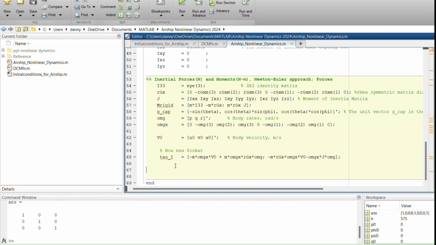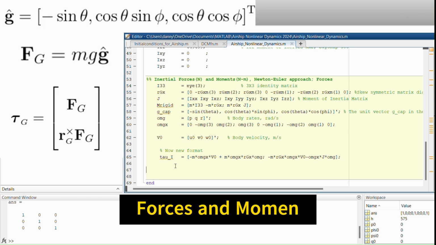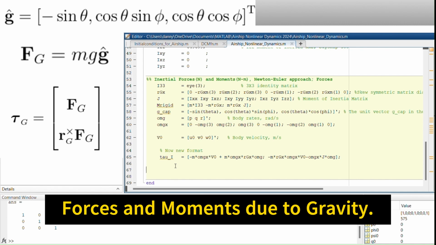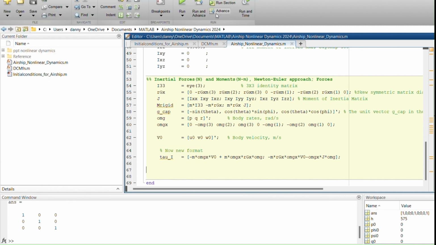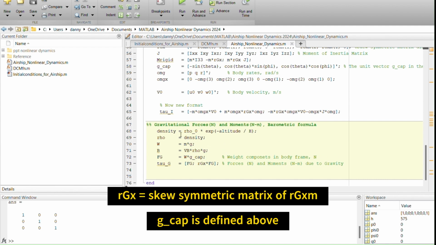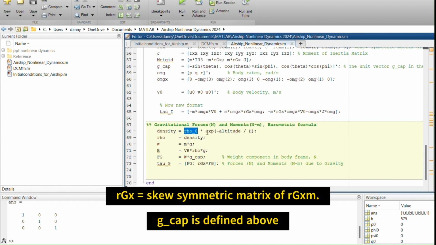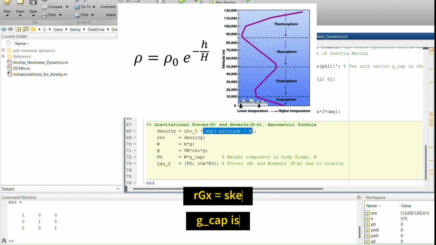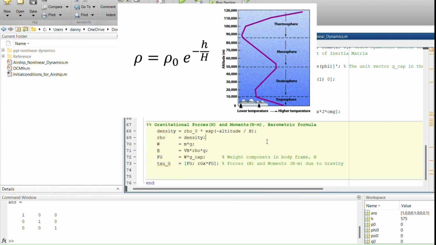In this video, now we need to define another way force and moments which is acting due to the gravity. So due to gravity there are forces and moments, and the equation is defined as, so this is how the equations are defined. Here the density is rho naught, and then exponential model is selected for the atmosphere.